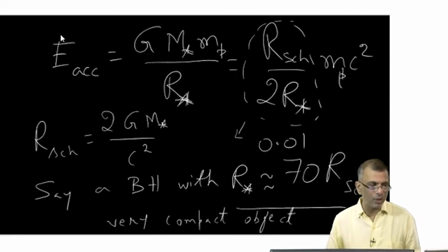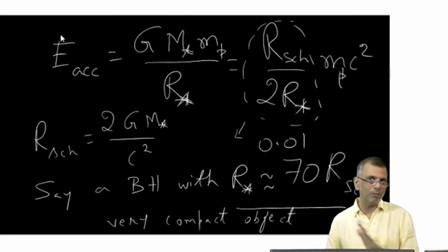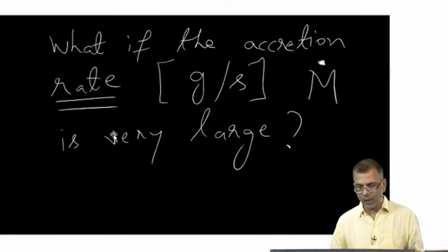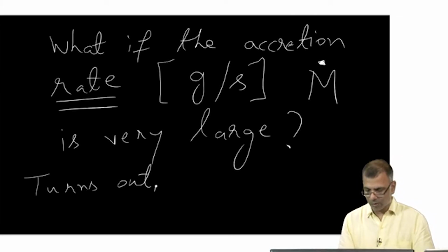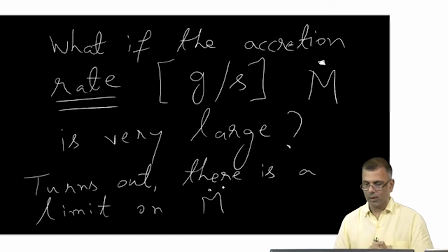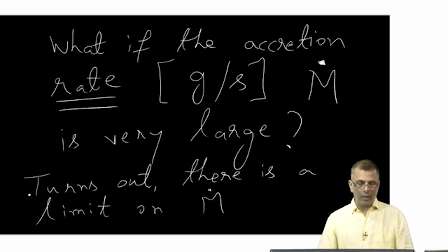This is of course assuming that I am able to tap that potential energy and convert it into luminosity. That is another matter, but let us not discuss that for the moment. What if the accretion rate is very large? Turns out there is a limit on m dot. There is a limit on the accretion rate m dot. And that limit is as follows.